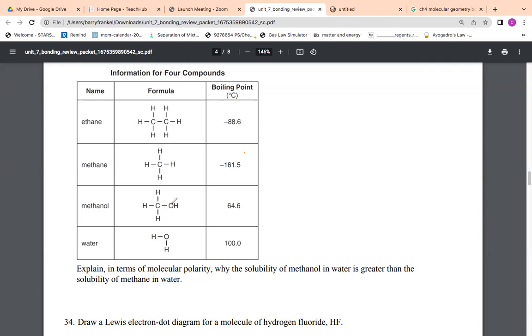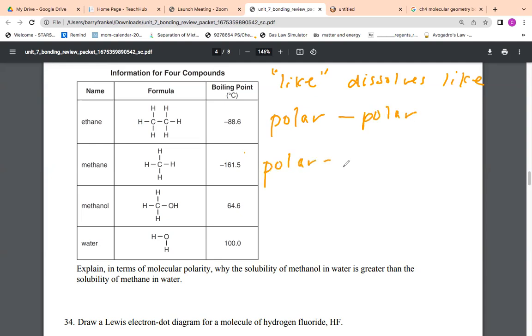I really cover this more so in a different unit, unit 10, where we talk about solutions. But anyways, okay. We have this saying that like dissolves like. So this means that things that are polar mix really well with other things that are polar. Things that are polar and non-polar usually do not mix very well together. An example of this would be water. Water is very polar, and oil is non-polar. That's why water and oil just don't mix. Okay, they're not soluble in one another.